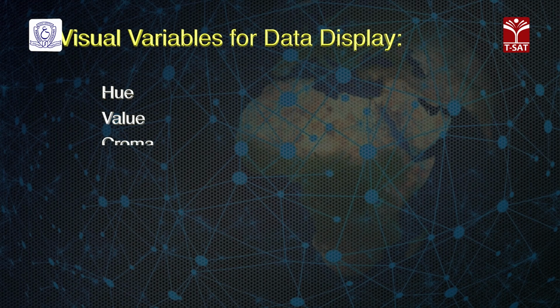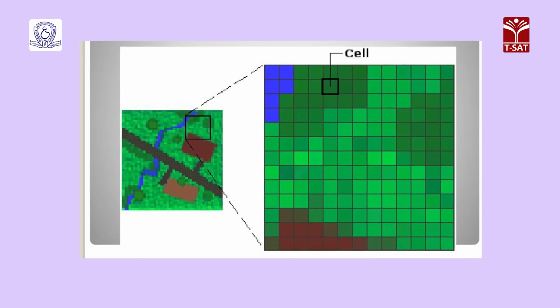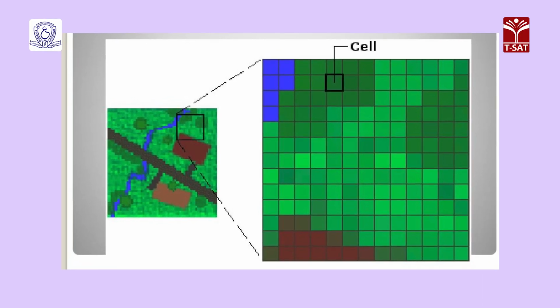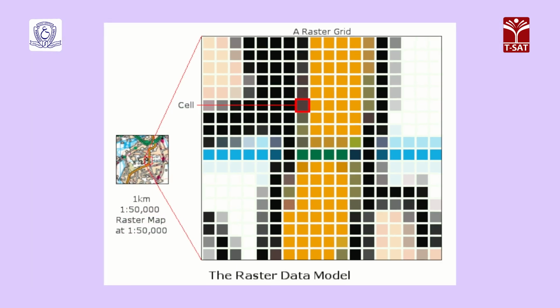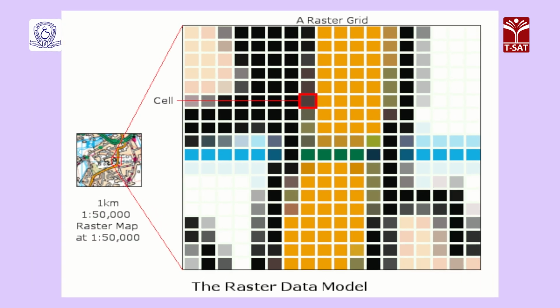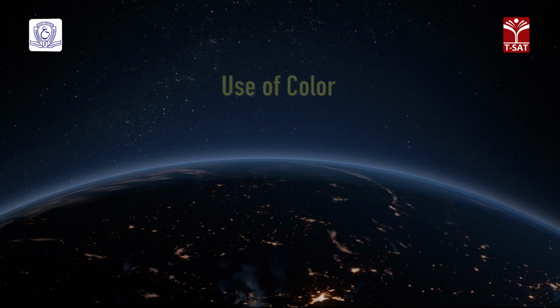Visual variables for data display include hue, value, chroma, size, texture, shape and pattern. The choice of visual variable depends on the type of data to be displayed. The choice of visual variable is limited in the case of raster data. The visual variables of shape and size do not apply to raster data because of the use of cells. Using texture or pattern is also difficult with small cells. Display options for raster data are therefore limited to different colors in most cases.